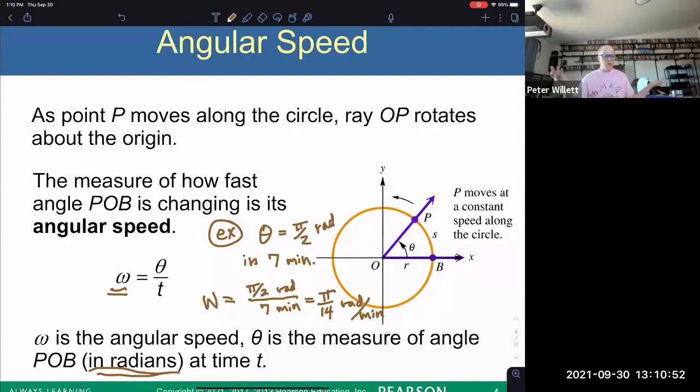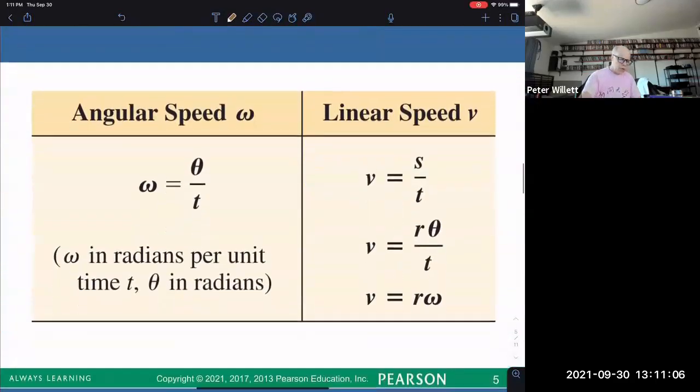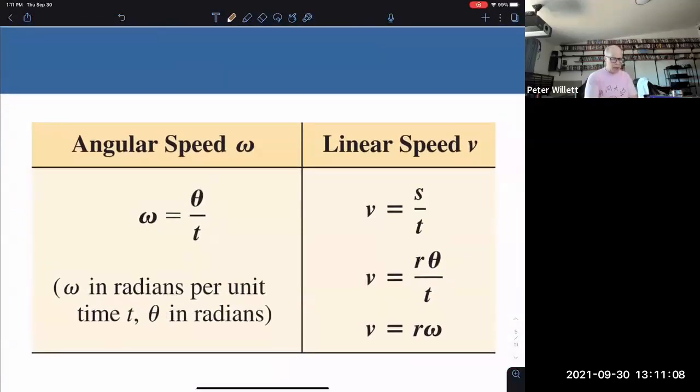All right, so those are our two concepts for 3.4. The thing now is to compare them a little bit, to think about them, and to see how they might show up, or they might ask you to calculate some of these in a problem of some type. So they do a nice little summary here. So angular speed W is theta divided by t. W is in radians per unit of time, minutes, seconds, whatever. Radians per unit of time.